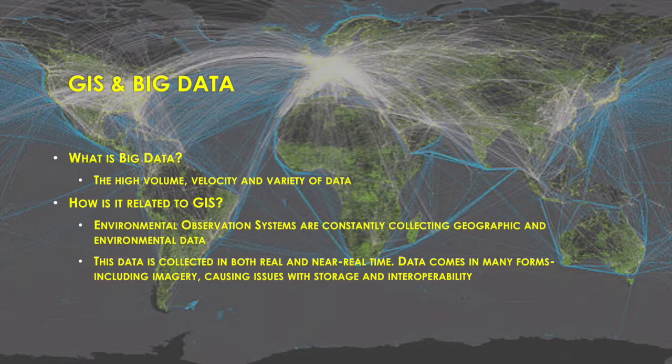GIS and big data are interrelated. Like we said in previous classes, big data is the high volume, velocity, and variety of data. And it is related to GIS primarily through environmental observation systems. These systems are constantly collecting geographic and environmental data, both in real and near real time. This data comes in many forms, including imagery, and this causes issues with storage and interoperability.